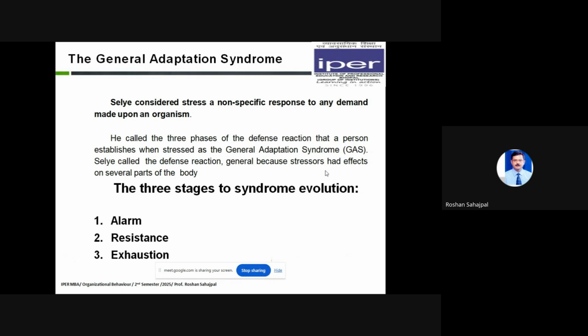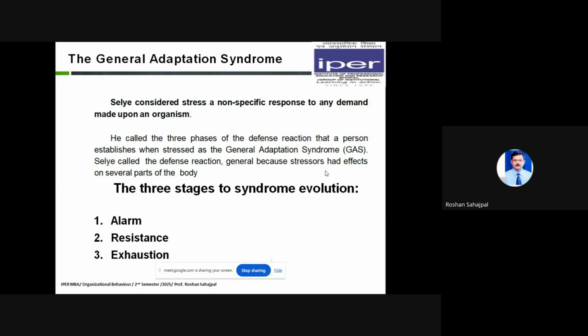So now we talk about the general adaptation syndrome. Now, Selye considered stress a non-specific response to any demand made upon an organism. So he said that there were actually three phases of the defense reaction that a person has towards adaptation to a stressful condition. तो आपकी जो बॉडी या आप खुद किसी स्ट्रेसफुल कंडीशन को एक्सपोज होते हैं, तो आपकी बॉडी कैसे रिएक्ट करती है उसको तीन फेजेस में उन्होंने समझाया है.